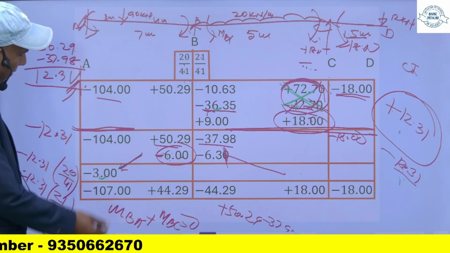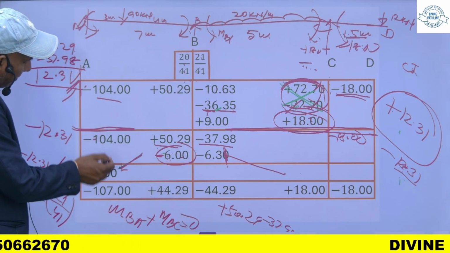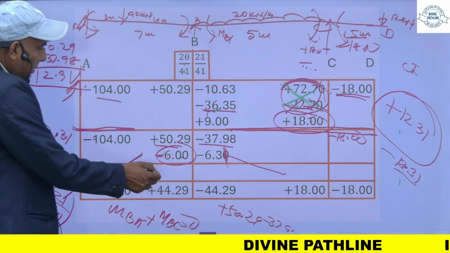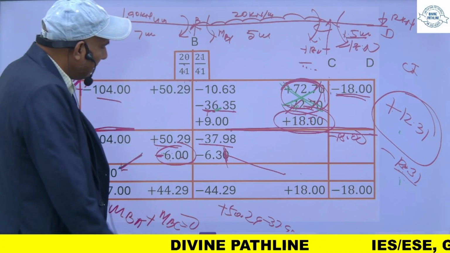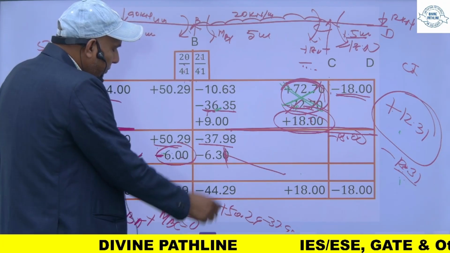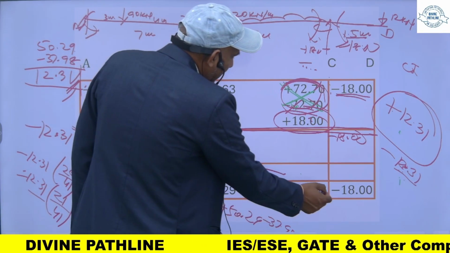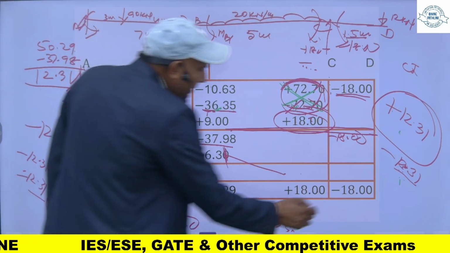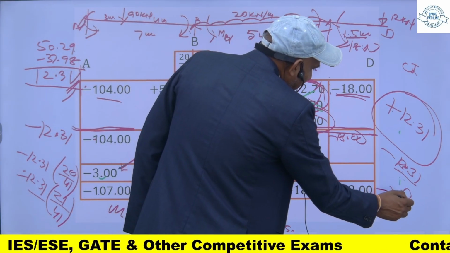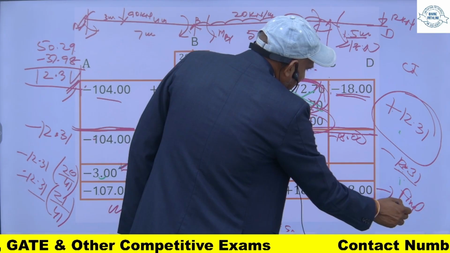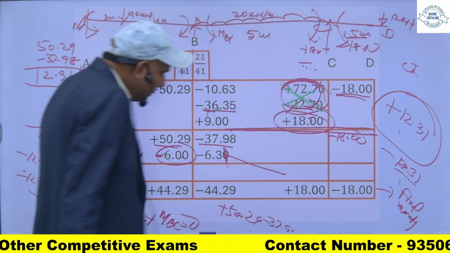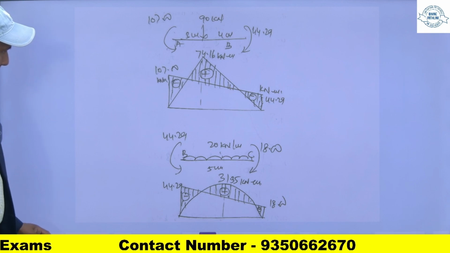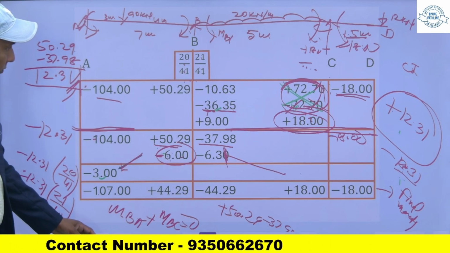Now the sum of this will be minus 107.00, this will be plus 44.29, and this will be minus 44.29, and plus 18, this is minus 18. These are my final moments.